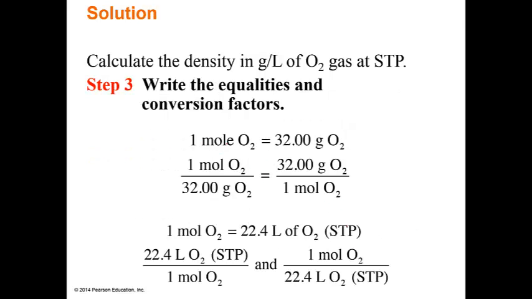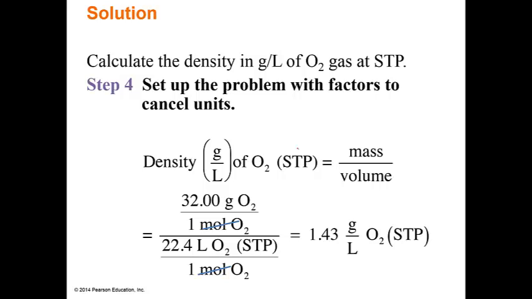So 1 mole of oxygen is 32 grams. Well, how do we know that? It's easy. We know that the atomic mass of oxygen is 16, and it's O2, so we go 16 times 2. That gives us 32 grams. And we know that 1 mole of oxygen is 22.4 liters. How do we know that? It's a standard at STP. So, since we know this, we can go ahead and set up the problem with our factors so we can get it to cancel out.